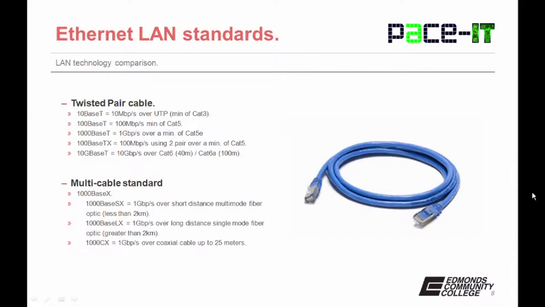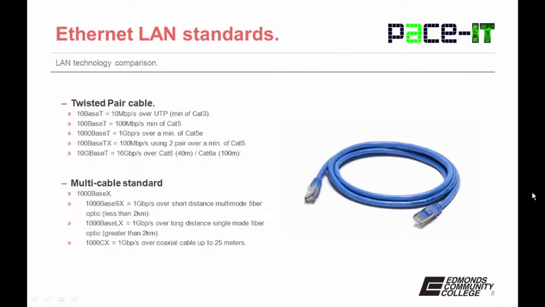Then there's 100 base T. That's 100 megabits per second. And you need to use Cat5. Then there's 1000 base T. That's 1 gigabit per second, and it requires a minimum of a Cat5e cable.